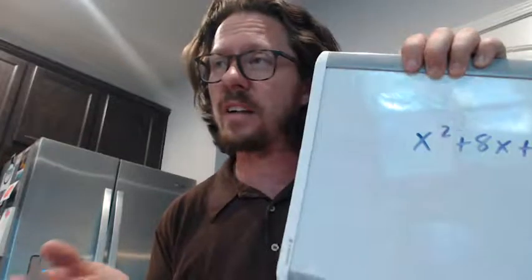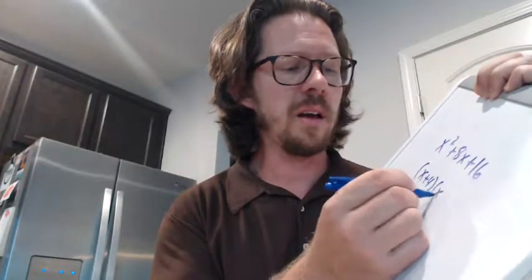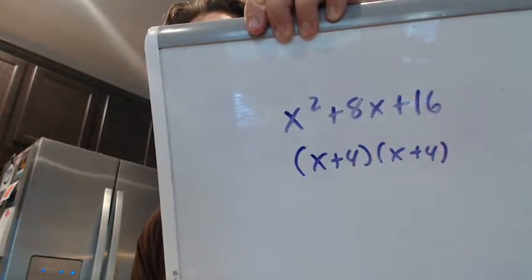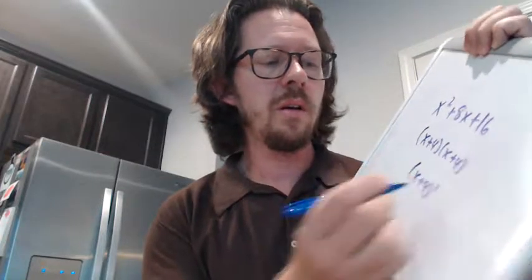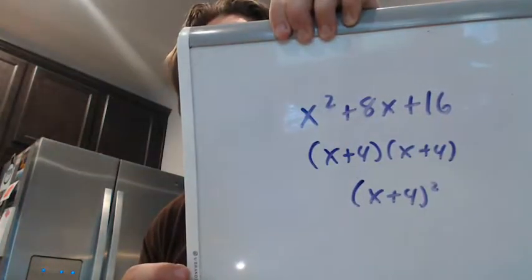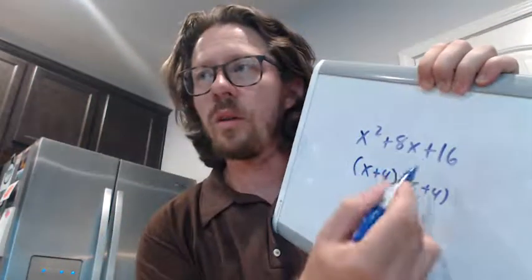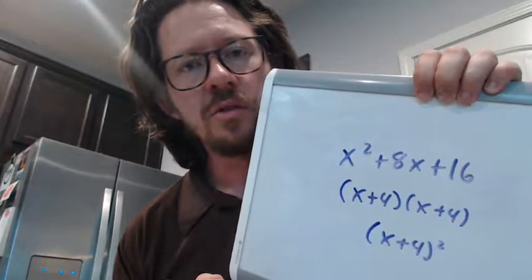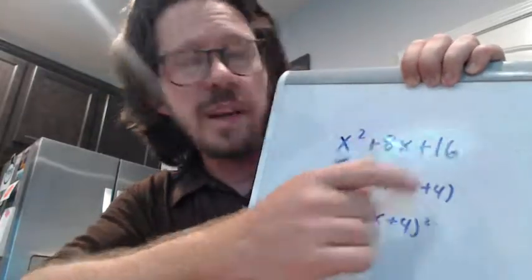So the way we would factor this is we'd say, okay, well, x plus 4 times x plus 4, like this. And you could even, if you wanted to, say x plus 4 squared, right? There's a special name for that. This is called a perfect square trinomial. You might want to write that down.